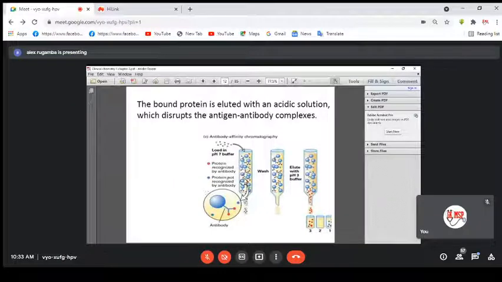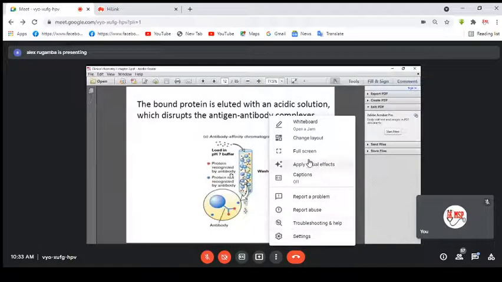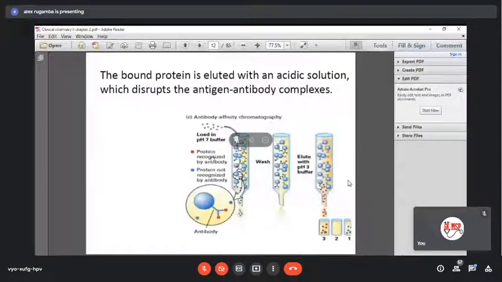We have antibodies. The red color is a protein which you recognize by antibody, and the blue one is the antibody. So here in the stationary phase, in this column, we have antibodies, the blue ones.